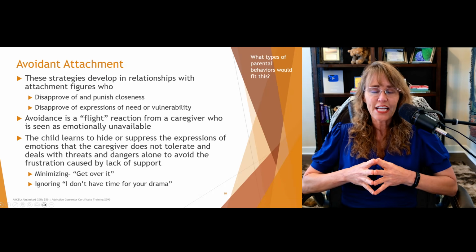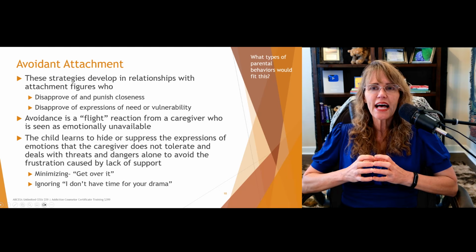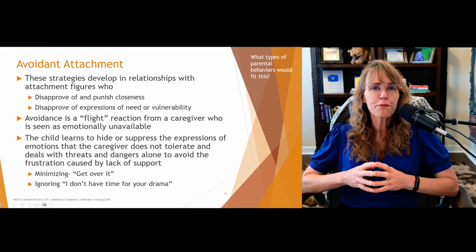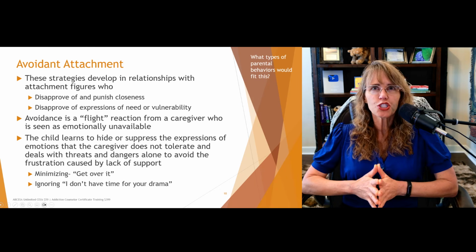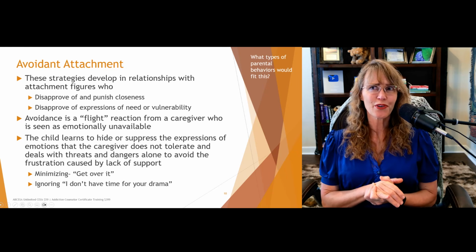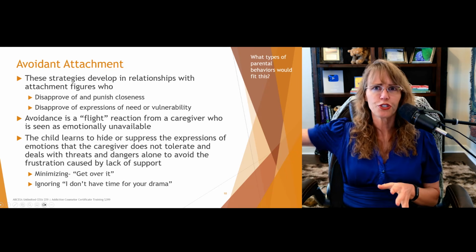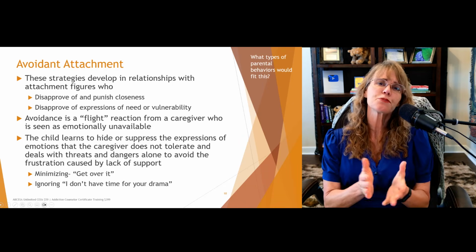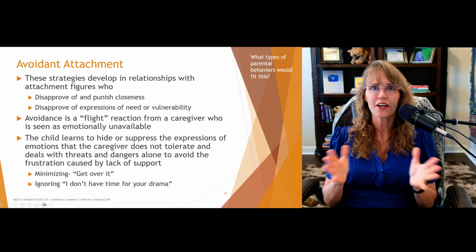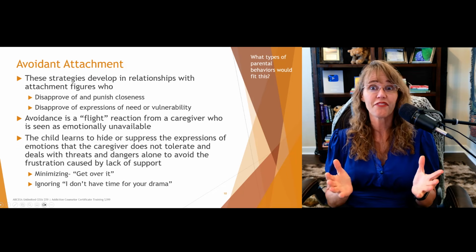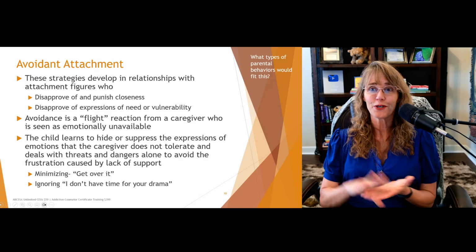In avoidant attachment, the person has developed strategies to cope with an attachment figure who disapproves of and punishes closeness. The child that wants to sit on your lap and be read a story, who is told, no, I don't have time. Why don't you go watch TV? Ouch. The child that desperately wants to play with their caregiver, and the caregiver's too obsessed with their mobile device, or not even there, or drunk, or something else.